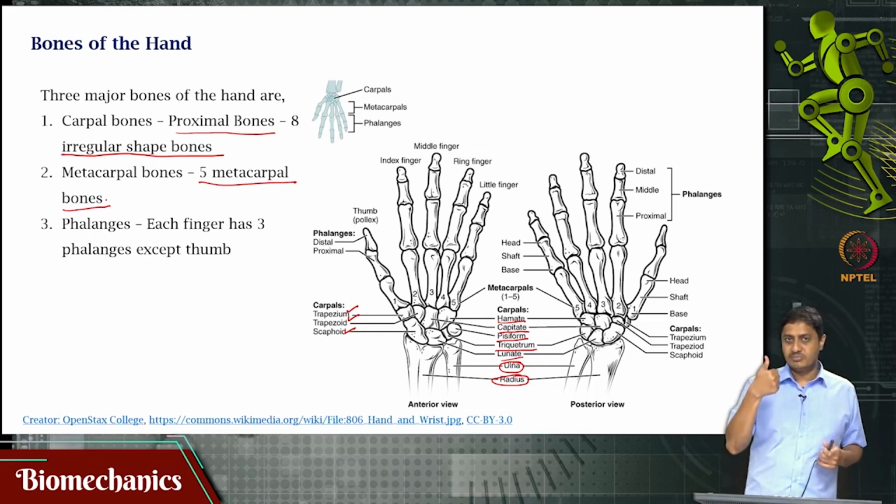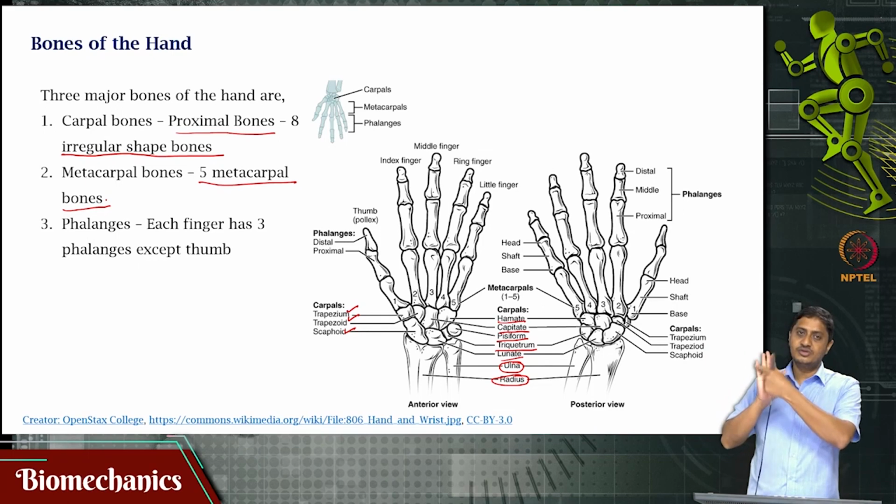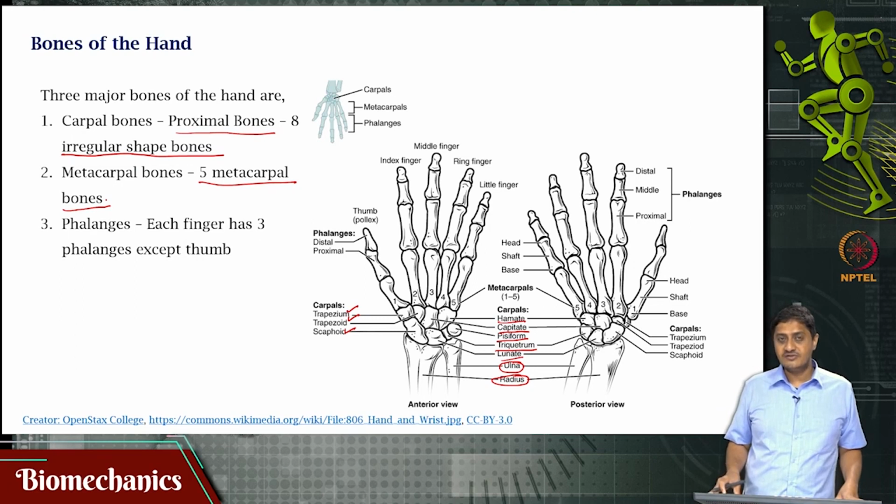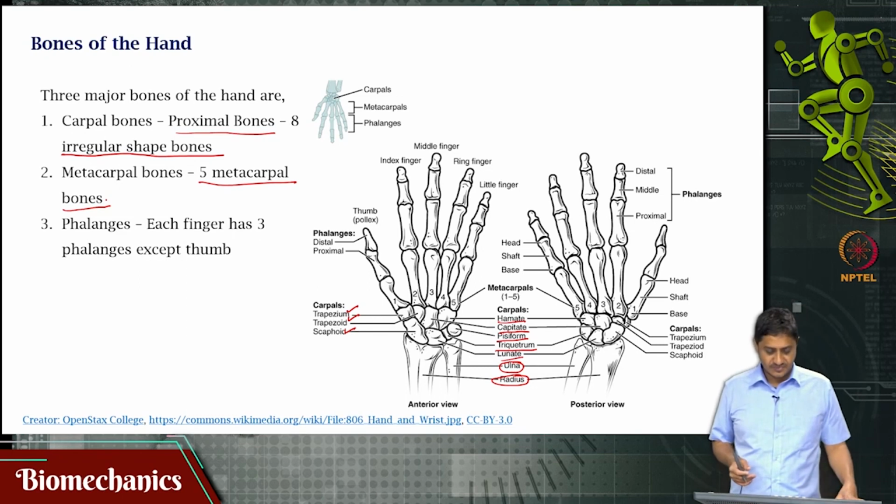The metacarpal bone of the thumb is called the first metacarpal, that for the index finger is called the second, and so on, third, fourth and fifth. So, 1, 2, 3, 4, 5 is assigned from the thumb to the little finger. So, if someone says the fourth metacarpal, they are referring to the metacarpal bone of the ring finger. Something to keep in mind.